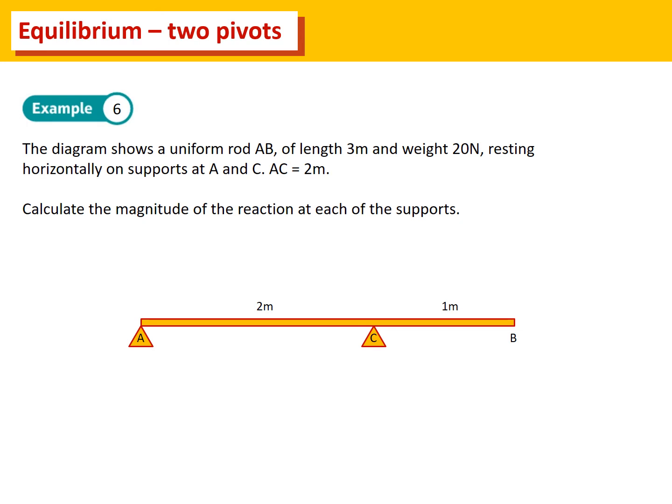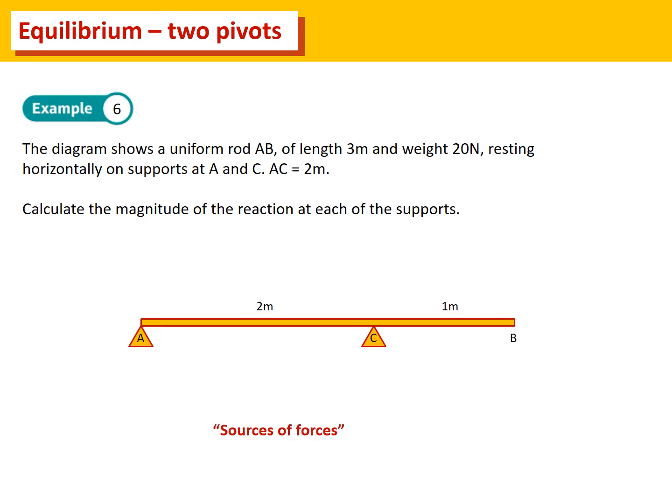In this next section we've now got 2 supports, and again we have equilibrium. This is taken from example 6 in the book. So we've got the rod 3 meters, we've got the supports A and C set up as shown, and we're trying to find the magnitude of the reaction at each of the supports.